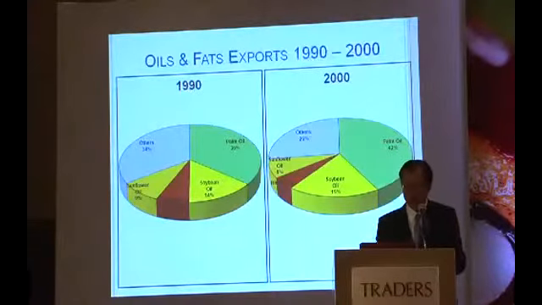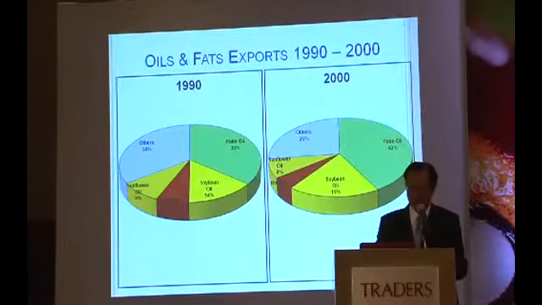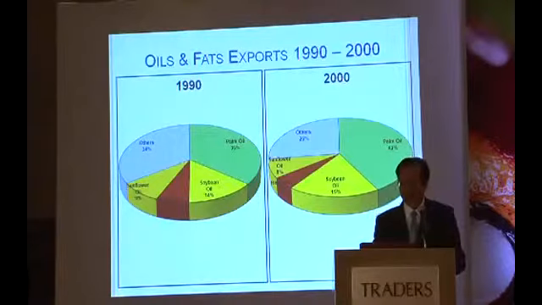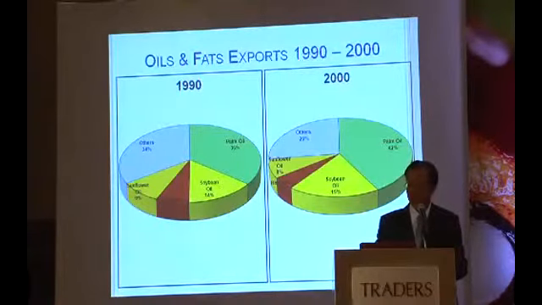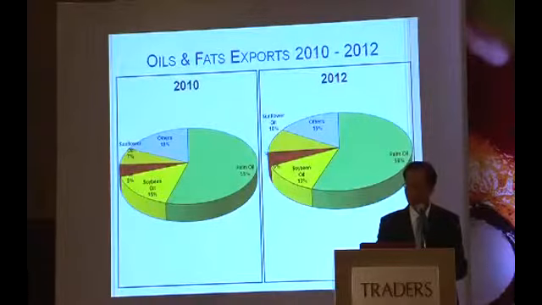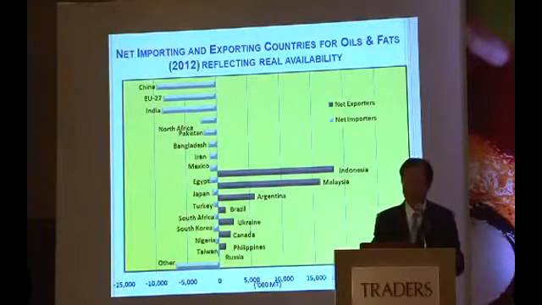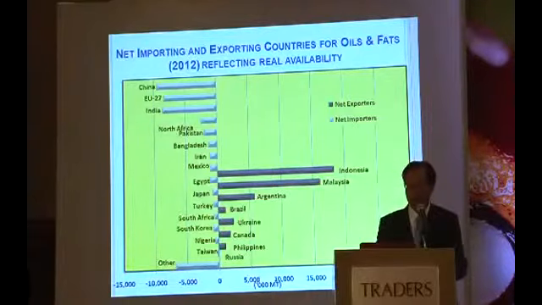And in the export market, way back in 1990, palm oil was already determined to be a major source of supply in the export market, 36%. This grew very quickly to 42% by 2000. And by 2012, you can see it's already more than half, 56% of global exports is made up of palm oil.